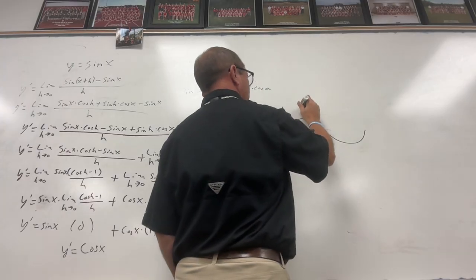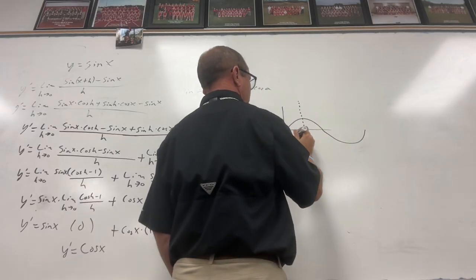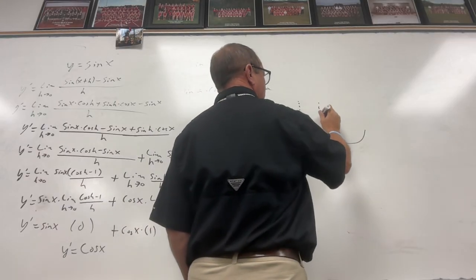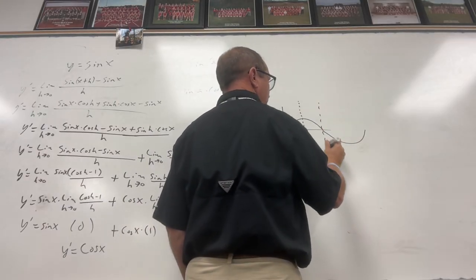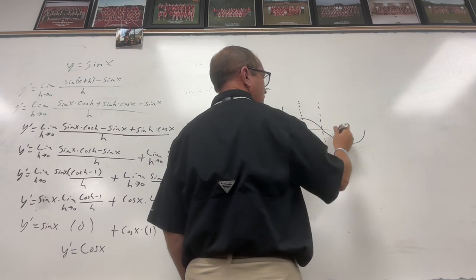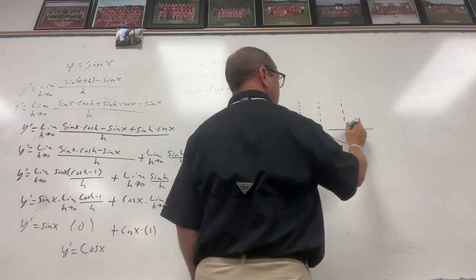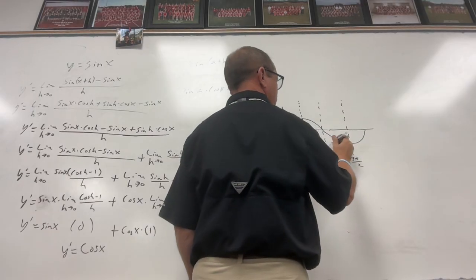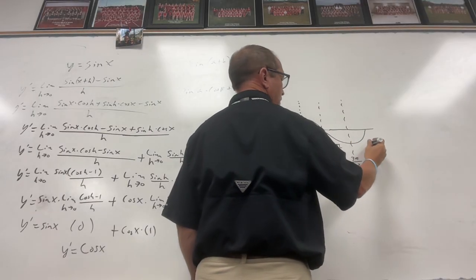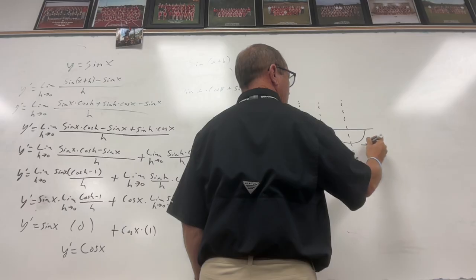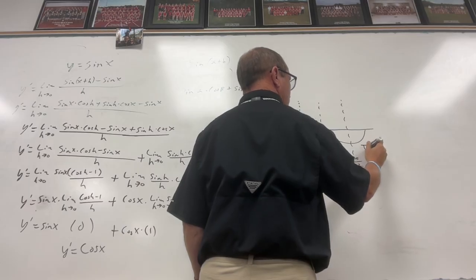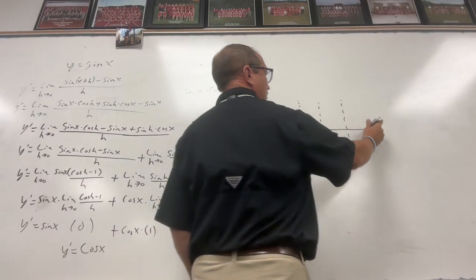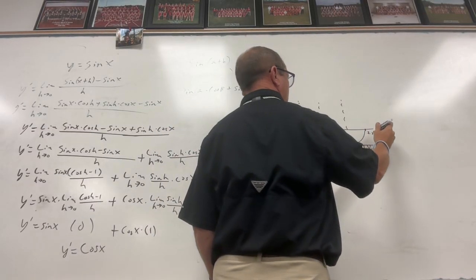So this would be your first quadrant from 0 to pi over 2. Here's pi. That would represent your second quadrant. 3 pi over 2, that would represent your third quadrant. And quadrant 4 would be from there to, again, the famous wrapper, 2 pi.